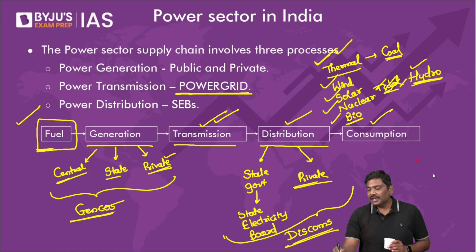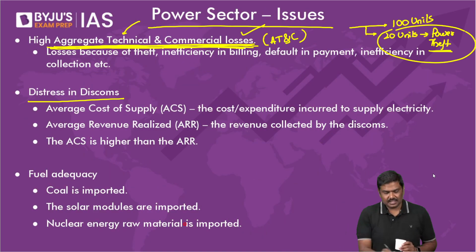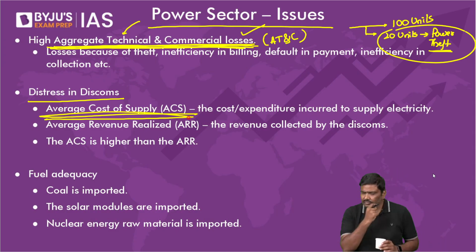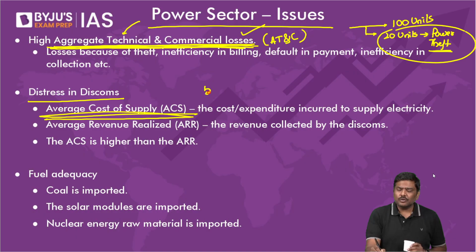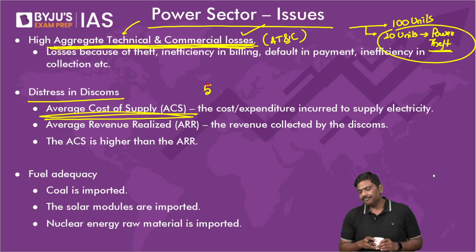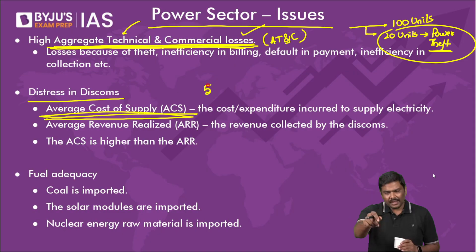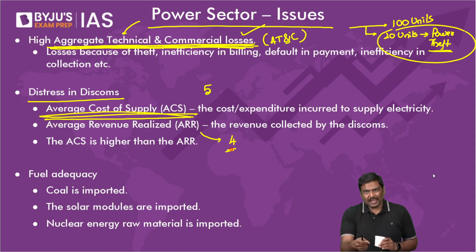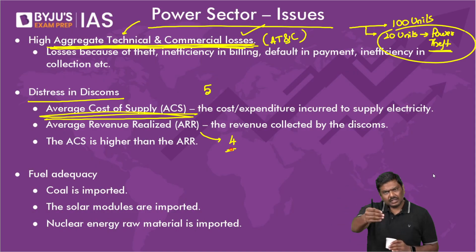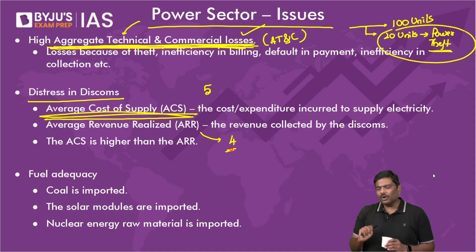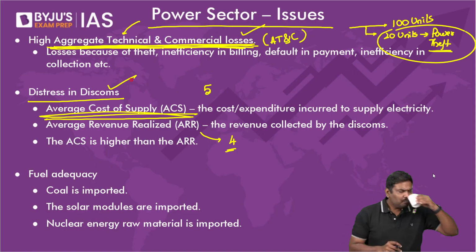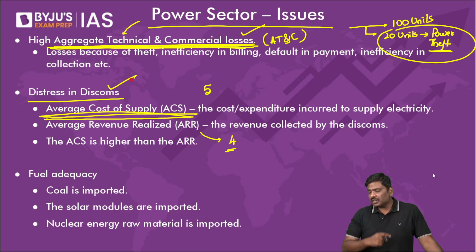I'll call this the average cost of supply, ACS. Let's say hypothetically, the distribution company will spend 5 rupees to supply 1 unit of electricity. But on the other hand, when they supply, they will collect a bill from you. What if they collect only 4 rupees per unit? Think of it. They will supply electricity and spend 5. They will collect money from you. They'll collect only 4. Can I say it is a loss for the distribution company? Any problem here? It's a loss for the distribution company.